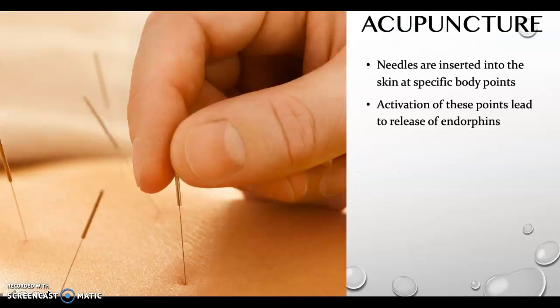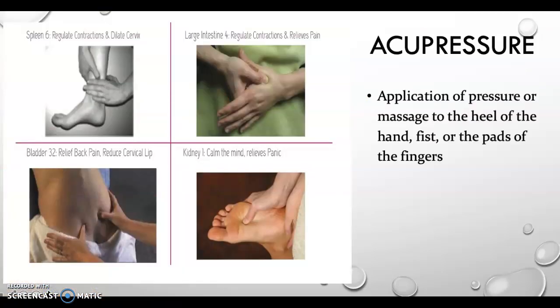There's acupuncture. These needles are inserted into the skin at specific body points, and it can release endorphins. I think the problem with this is finding someone who will do this on a labor unit or during the birth process, but I've heard it works great. Acupressure is the same kind of thing, but you're pushing pressure points on the heels, on the backs, and on the hands of women. It can calm them.